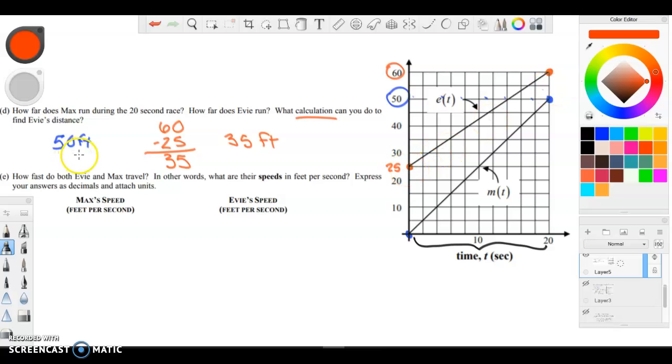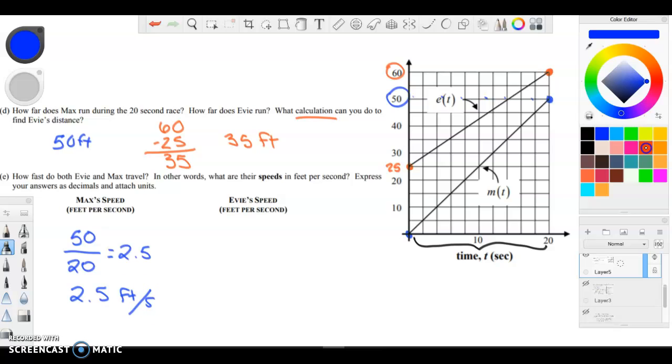So while our graph makes it look like Evie won the race, we check out our speed. All I need to do is divide the distance we've traveled, which is 50 for Max, by the number of seconds that the race took, which is 20. 20 goes into 50 2.5 times, so Max's speed is 2.5 feet per second.